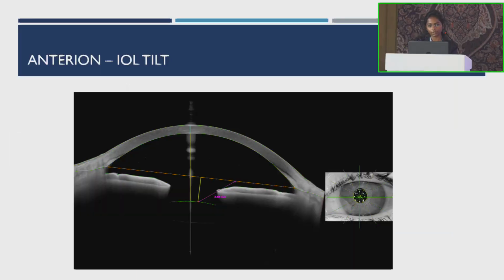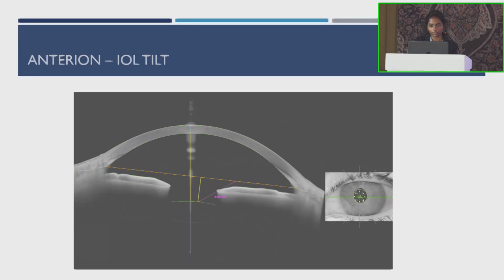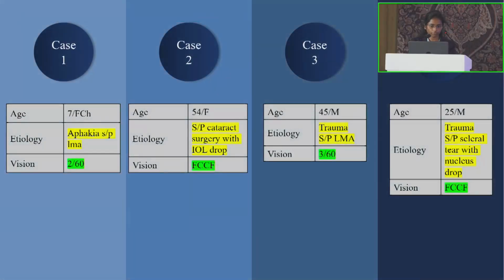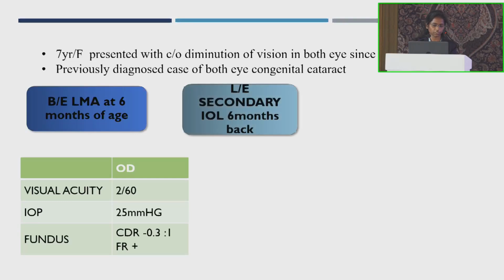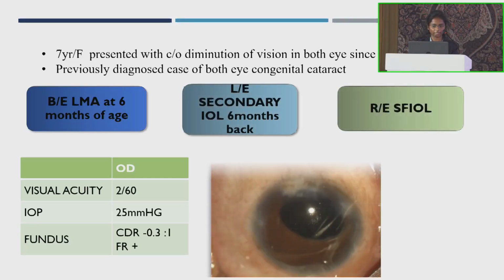of an anterior imaging. This is the anterior imaging where you can see the IOL tilt and centration could be measured post-operatively at 1 month. Coming to the case details, this included a 4-case series. The first case was of a 7-year-old female post-cataract surgery who was left aphakic. SFIOL was planned in this case.